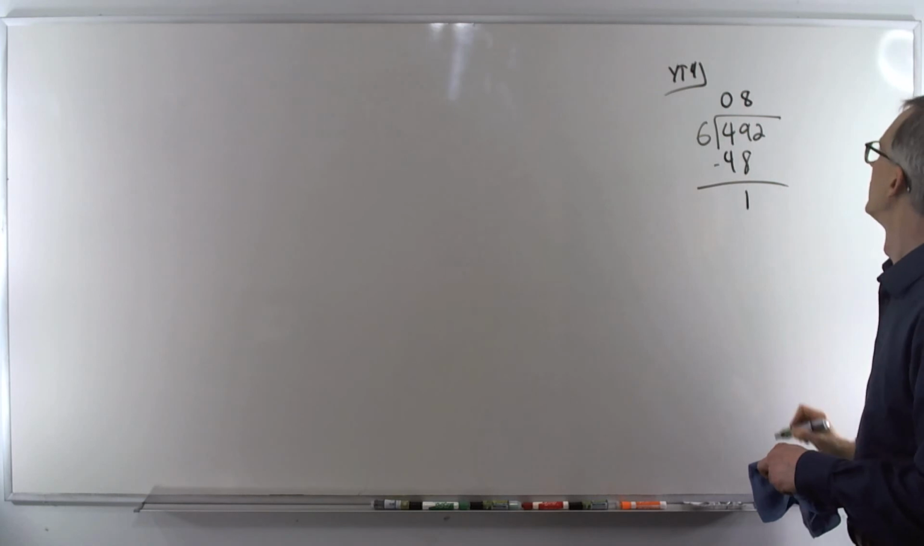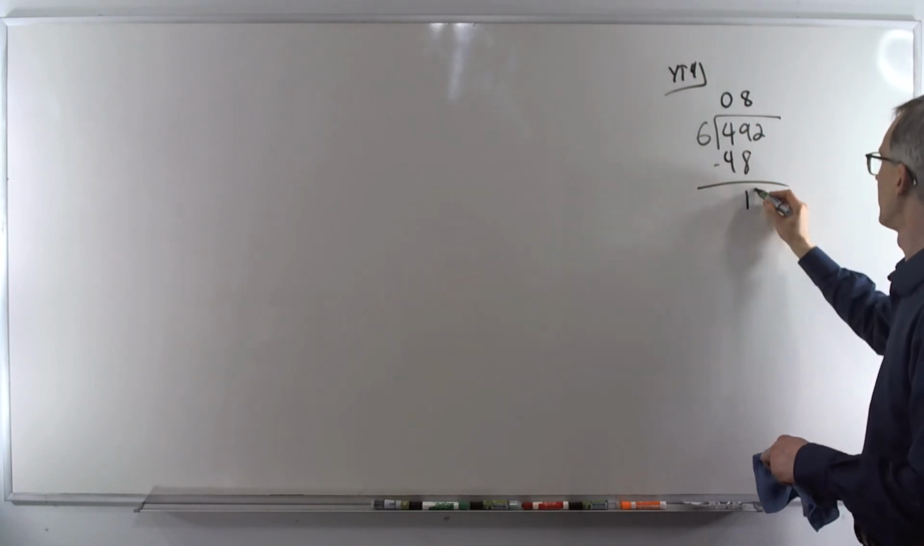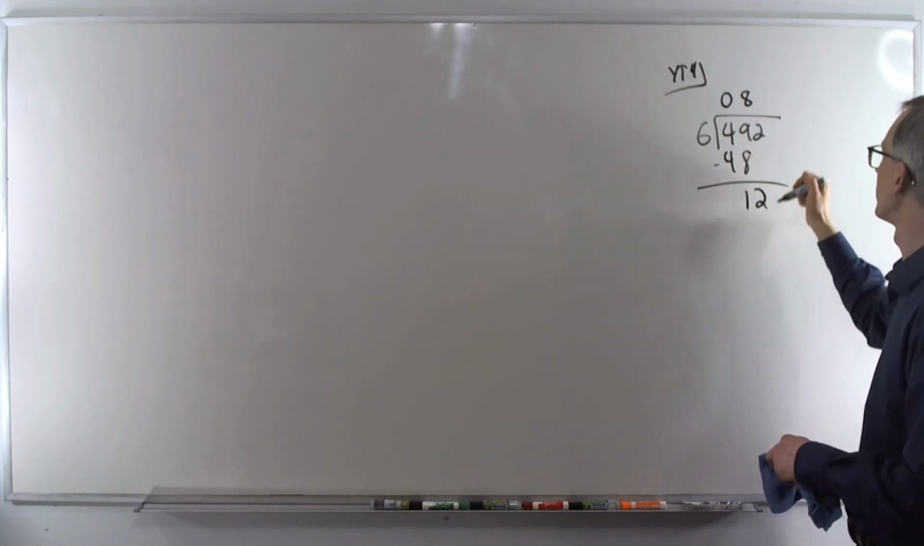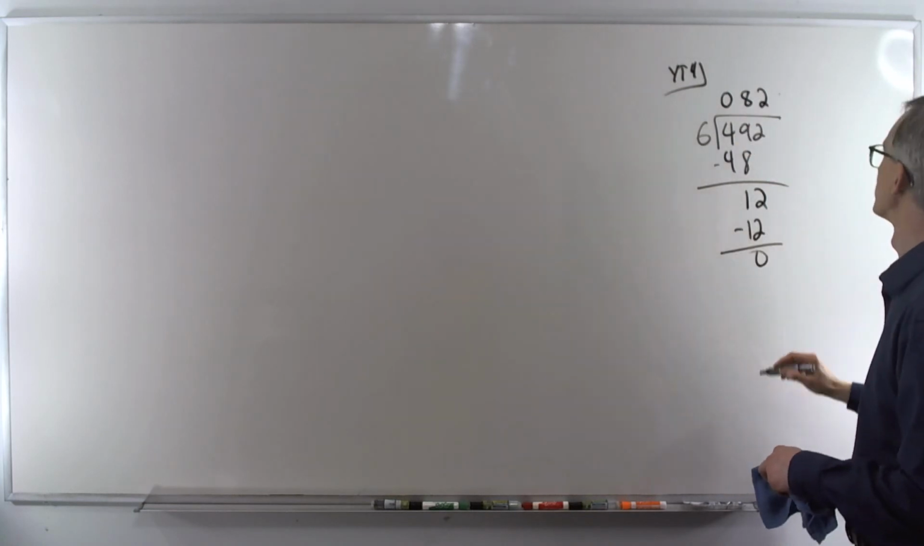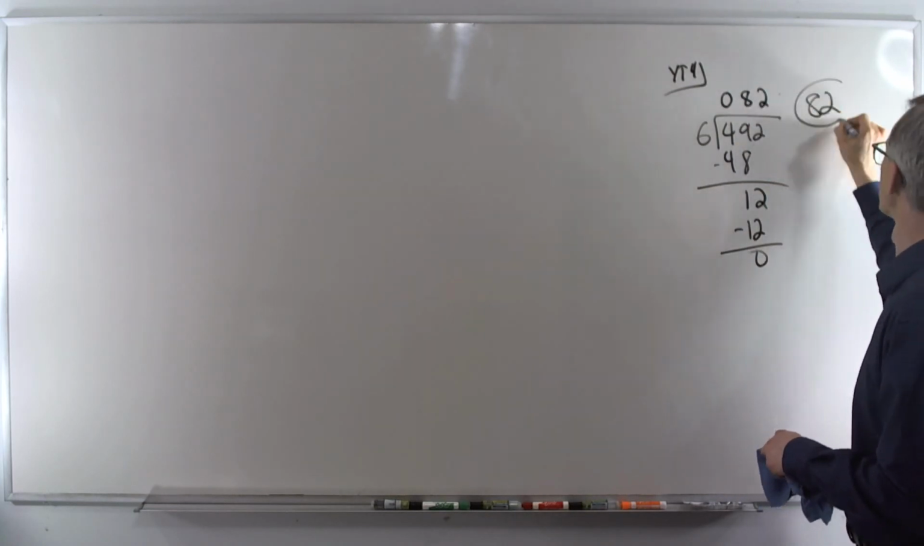Subtract to get 1 and bring down the 2. 6 goes into 12 2 times. 2 times 6 is 12. Subtracting is 0, so we're done. And the answer is 82.